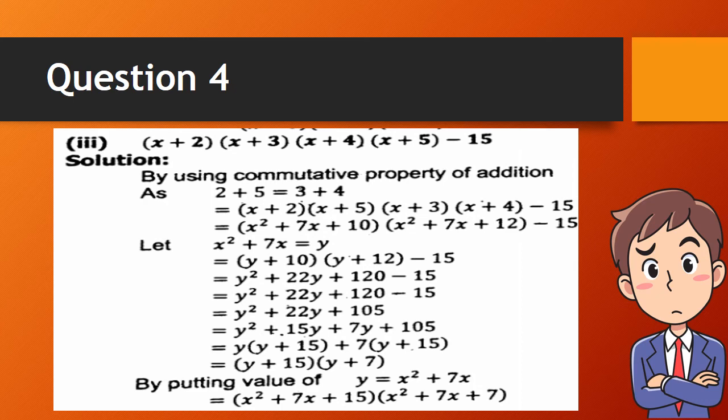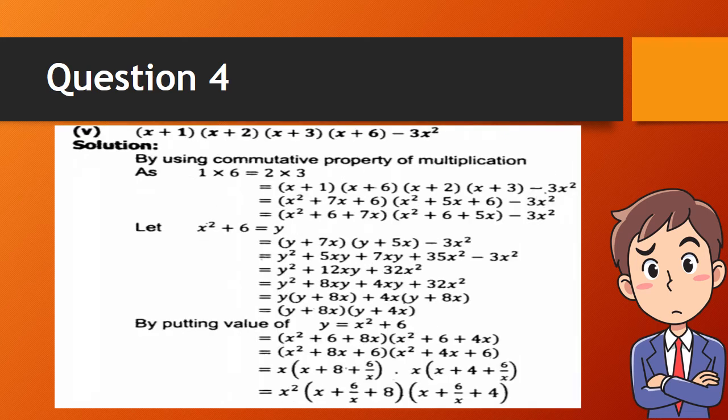You have y as common and you will be left with y plus 15. And similarly from the last two terms you have 7 as common and you have y plus 15 as common. So now you will be left with (y plus 15) into (y plus 7). Now replace y with the given value, that is x square plus 7x. You will be getting (x square plus 7x plus 15) into (x square plus 7x plus 7).